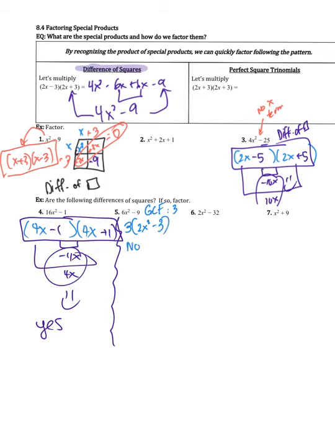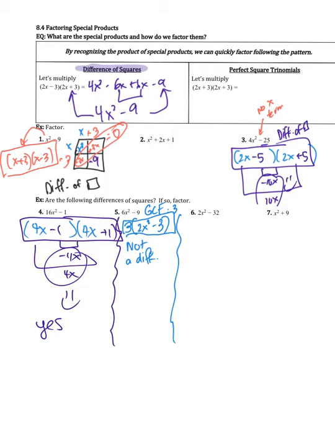So this is not a difference of squares. I did factor it. I factored out the GCF, and this is in fact as factored as it can get, but this is not a difference of squares, so it's not one of those special products. Use that same idea on number 6. Go ahead and pause the video.